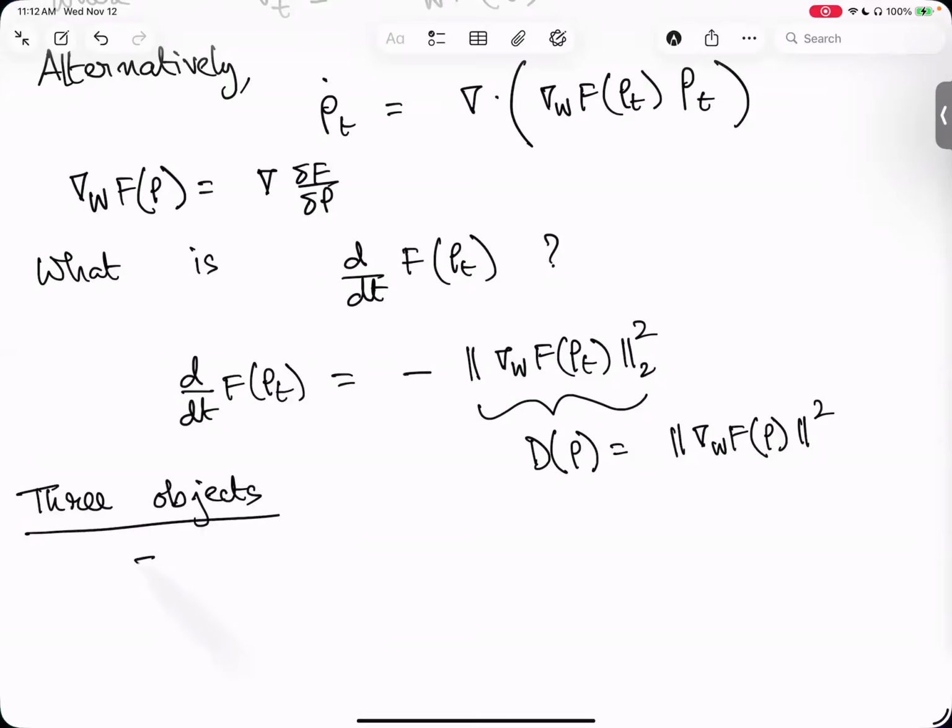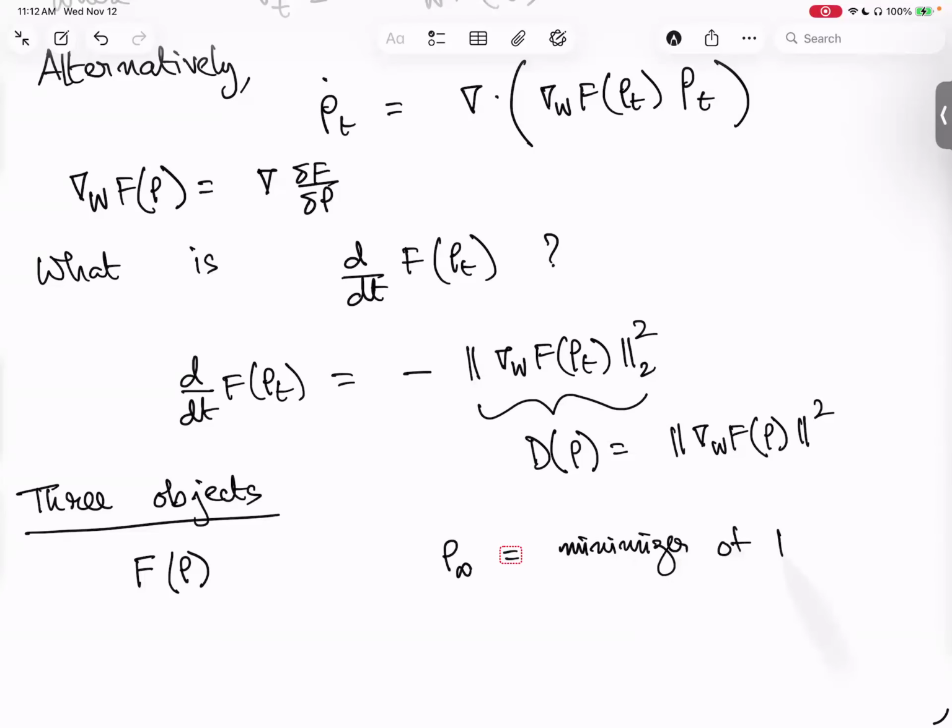One is f of rho, and associated with f of rho is rho infinity. This is the minimizer of f. Assume that this is unique.